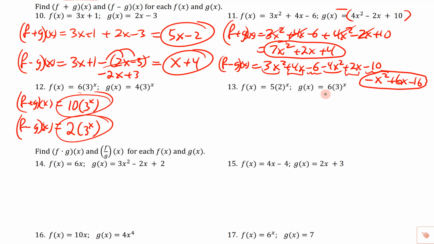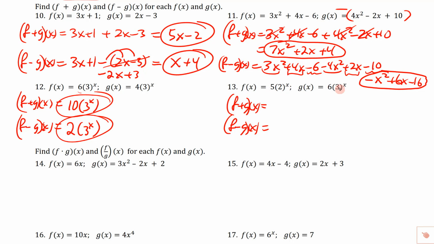And then same type of thing here. So we're going to be adding these together. So f plus g of x and then f minus g of x. We're going to add them together. Let's take a look here. I misspoke. This is 5 2 to the x's and 6 3 to the x's.